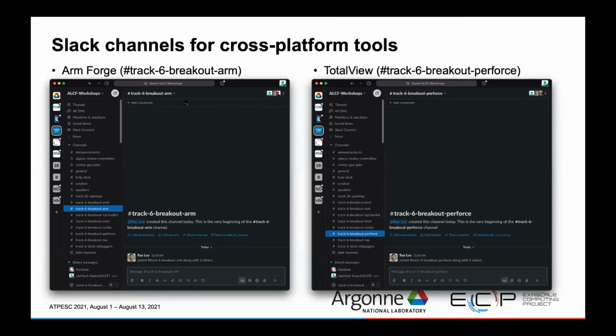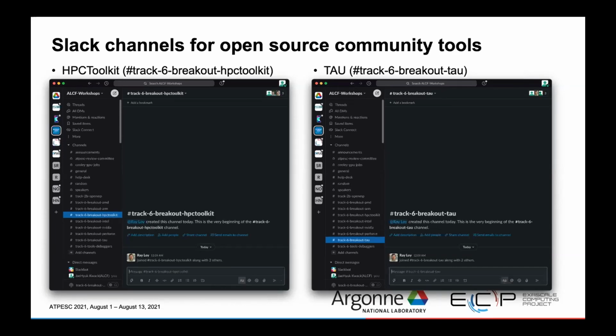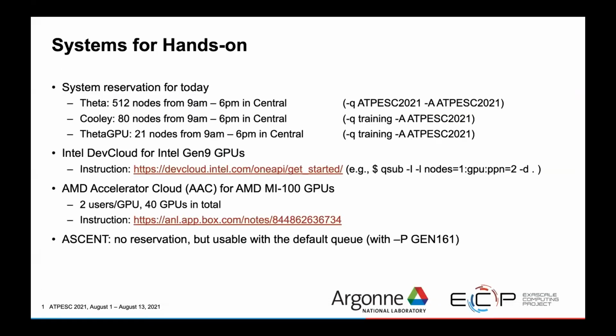For the cross-platform tools, we have track 6 breakout ARM. You can leave any question about the ARM tools, and Ryan will watch this channel. And track 6 breakout room purpose is for the TotalView debugger, so Nikolai will look into this channel to answer your question. Please join it. And for the last group, the open source community tools, we have track 6 breakout HPC Toolkit, and John will watch this channel, and track 6 breakout TAU, and Sameer will watch this channel to answer your question. So please join those channels and leave your comments or questions about the tools, okay?